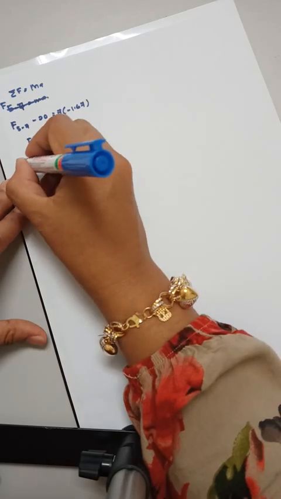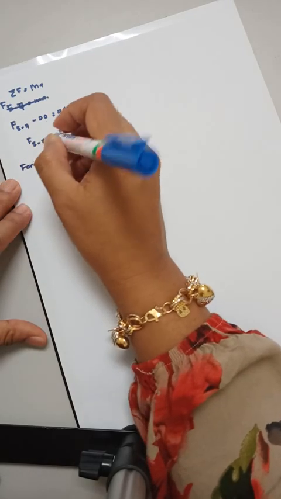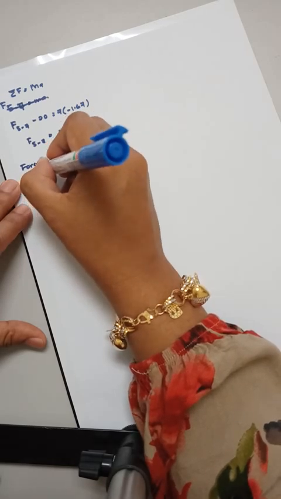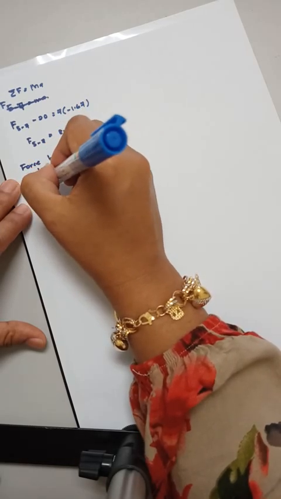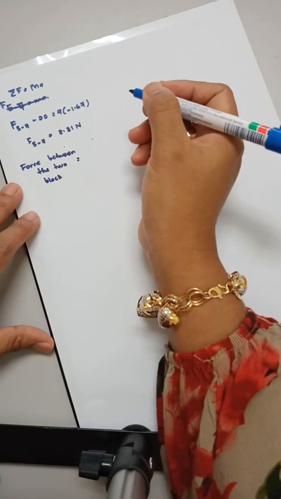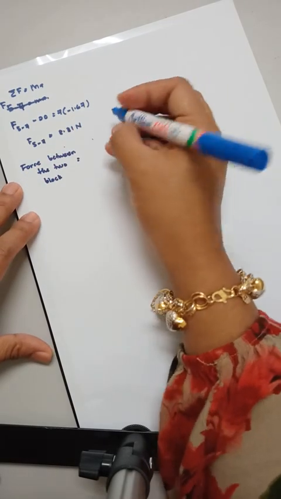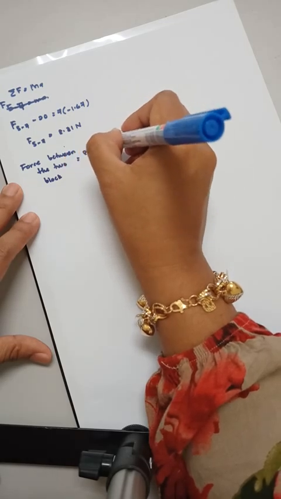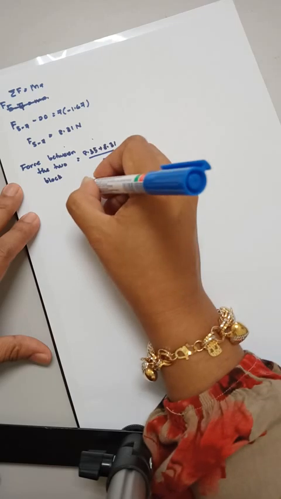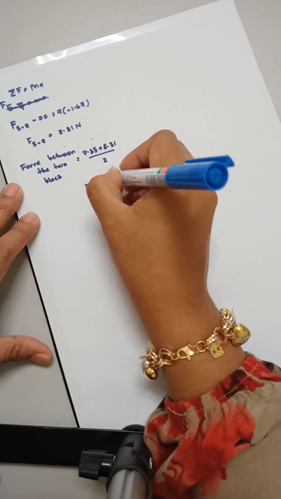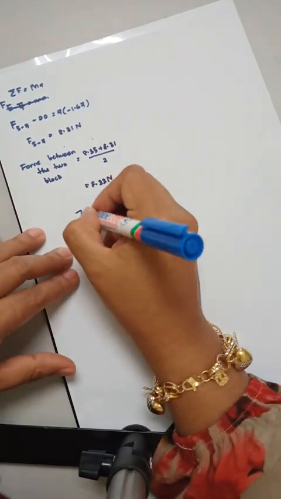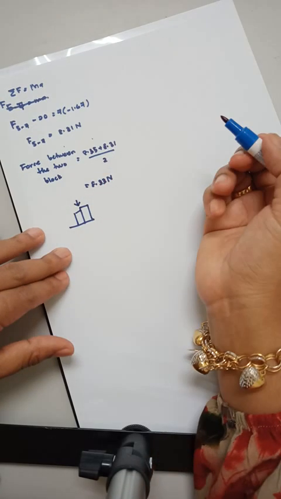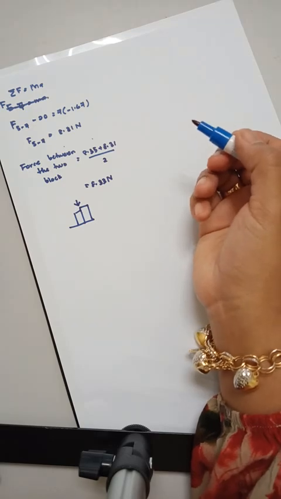So the contact force between two block, kita kira dia punya average. So you ada 8.35 plus 8.31 divided by 2. So 8.33 Newton. Ni adalah daya yang duduk sini. Ni. Tengah-tengah ni. Okay. Alright.